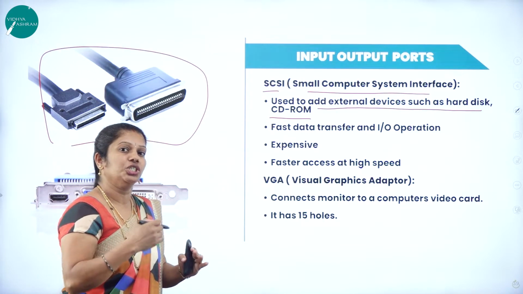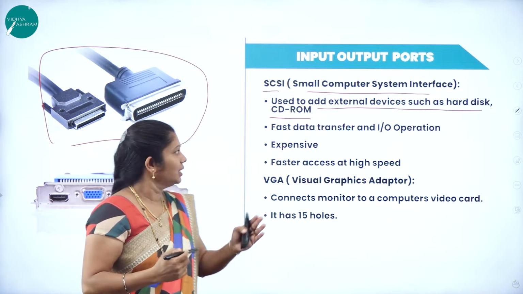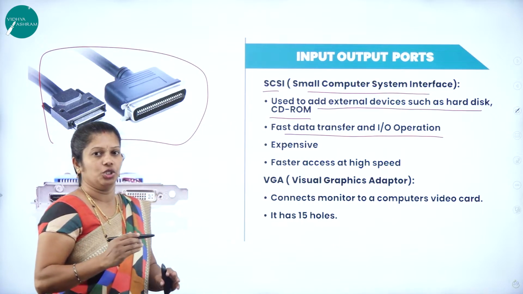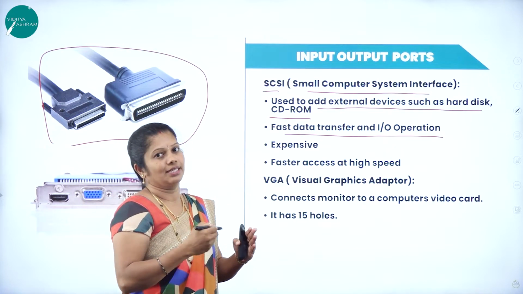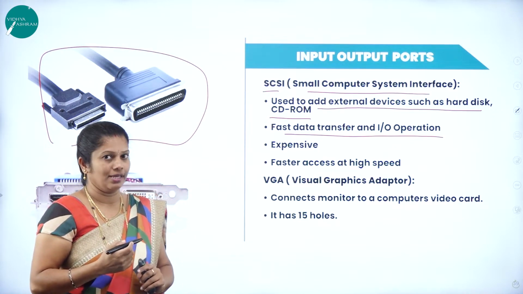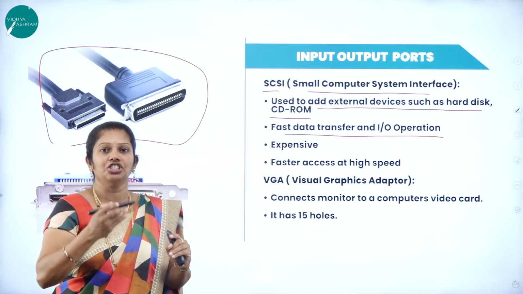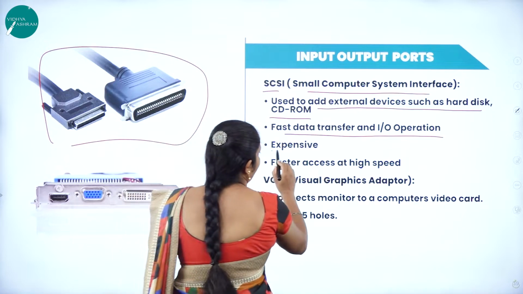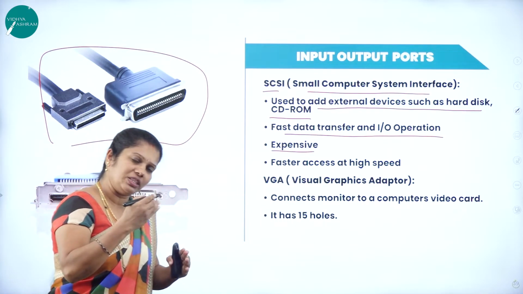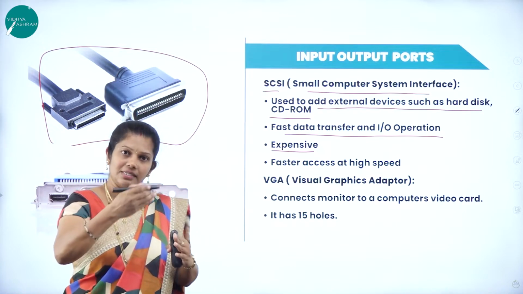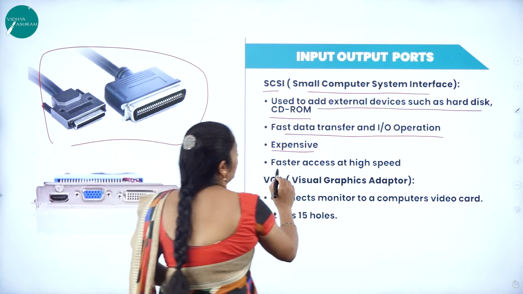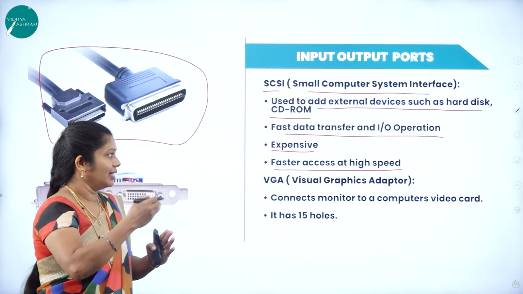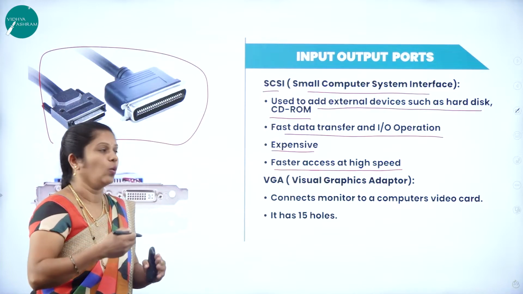Why do we require additional ROM? To increase the performance. It gives fast data transfer and input-output operation. Very fast, we can transfer the data between input as well as output devices. This is mainly used to connect an additional hard disk. We need this particular port for expansion, and it is also expensive, but we can increase the performance. It is very expensive, but gives faster access at high speed. We can access the data very speedily.